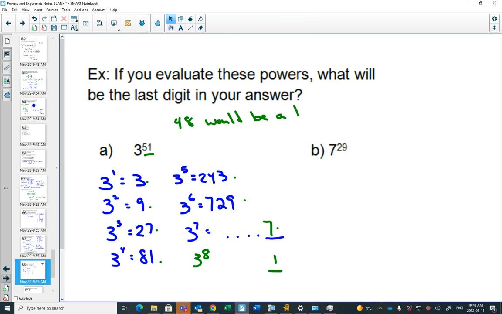It's a multiple of 4. So we notice that all of the multiples of 4, 4, 8, 12, 16, will always end in 1 because the pattern has 4 numbers: 3, 9, 7, 1. Is that only for 3s? We'll find out for 7s next what the pattern is. It could be any number. So the pattern goes by 4s. 48 is a multiple of 4, and so 48 would end with 1. That means 49 would be a 3, 50 would be a 9, and this one ends in 7.